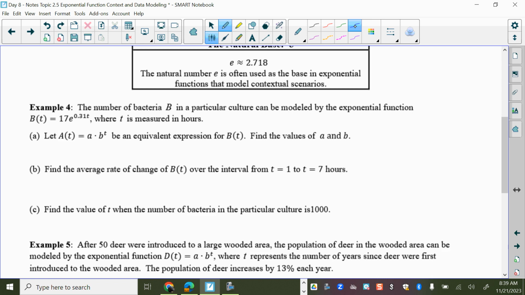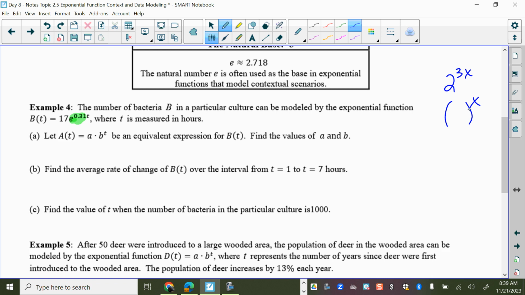All right, great. But do you notice, like the things you did last night, this part right here, that you could change that? What if I don't want that 0.31 in the power? You learned how to change that last night, right? Like last night, if you had something like 2 to the 3x, what did you do to get rid of that 3 so that it was just something to the x?